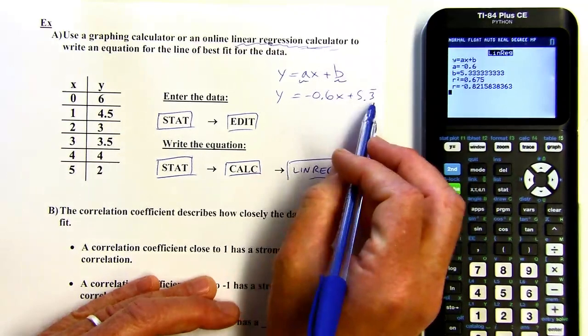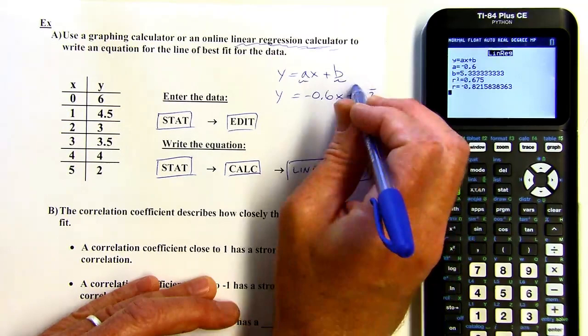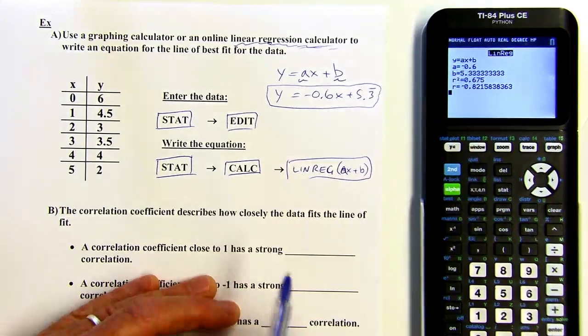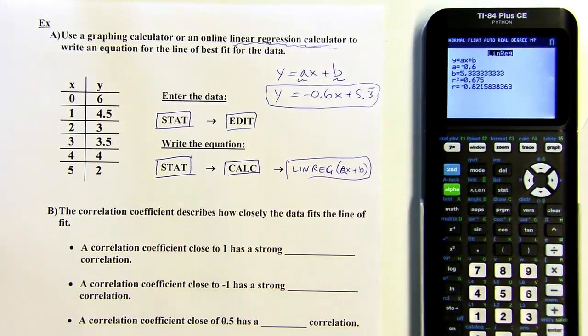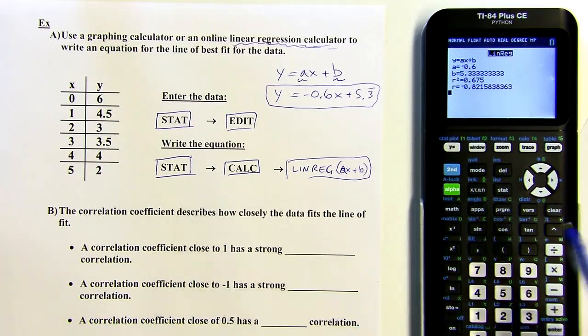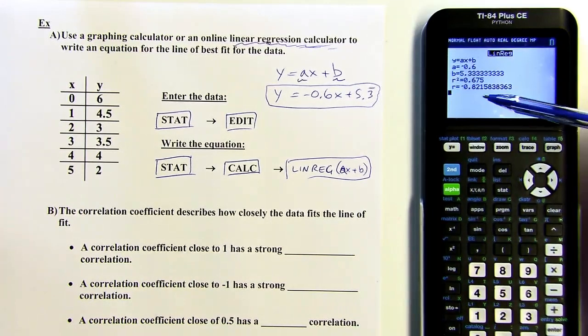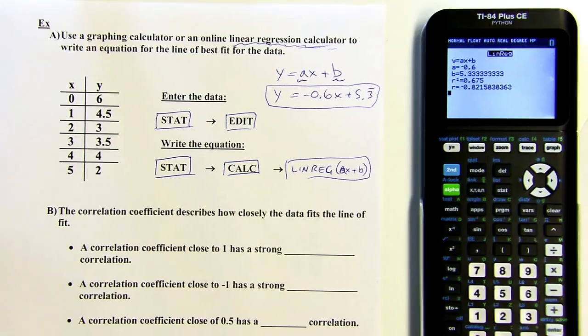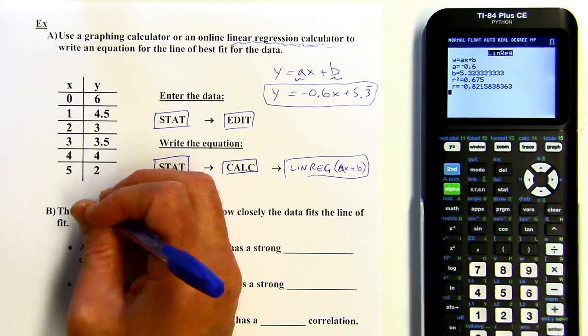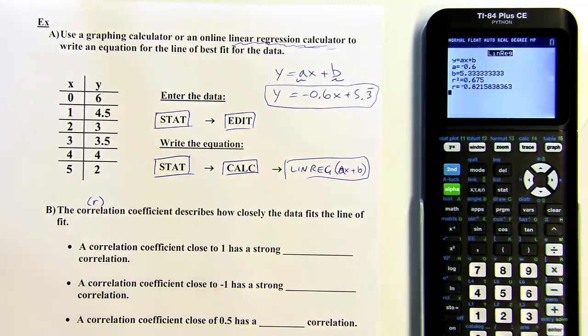I'm just going to put a bar over the 3 to show those 3's repeat. And there is my line of best fit. The correlation coefficient is going to describe how good this line of fit is. The correlation coefficient is going to be the R, and it's on the screen here. So this is going to be represented by R.